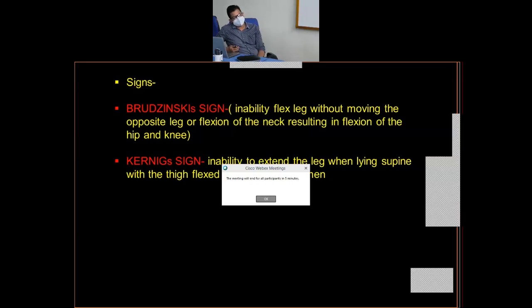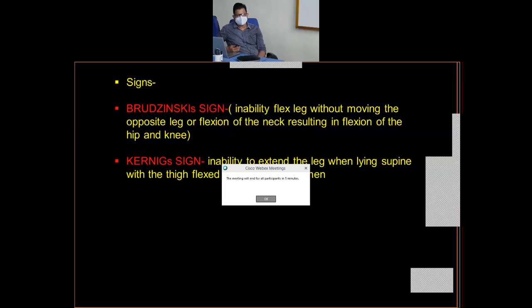In the Brudzinski test, there are two types. If you try to flex the neck, there will be flexion in the hip and knee joint. That is also called Brudzinski sign. And in some books, whenever you flex one leg, the other leg also gets flexed. So that is also Brudzinski sign, same.